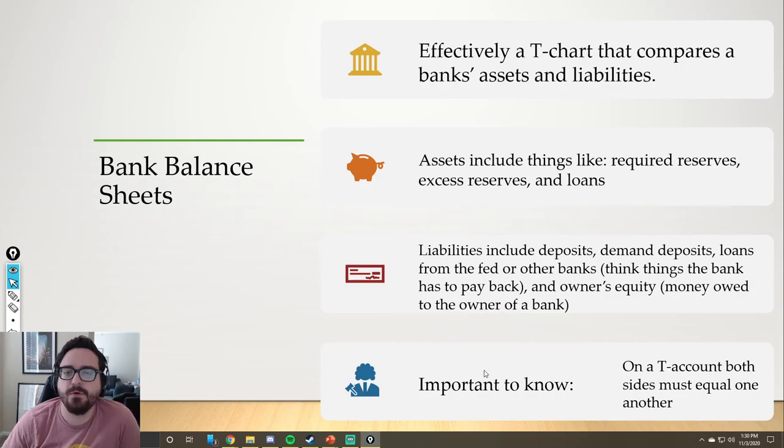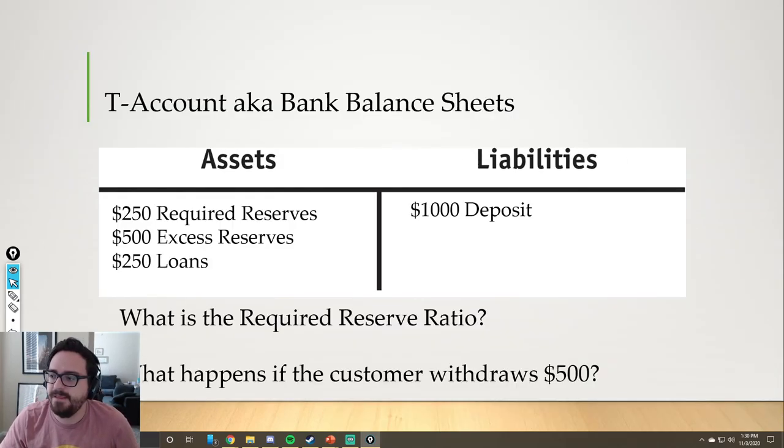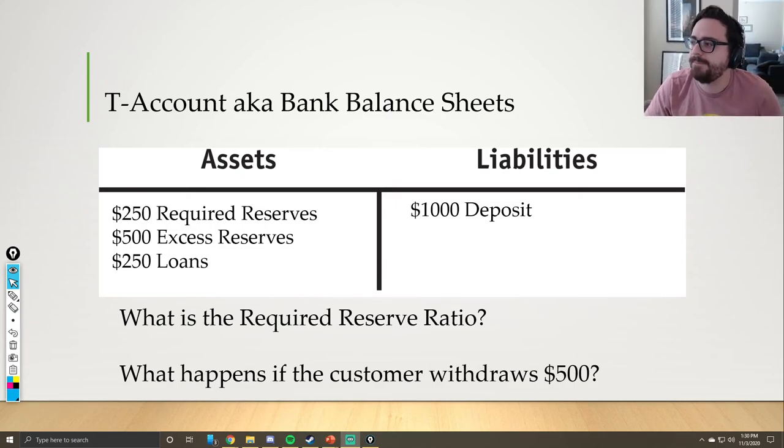The most important thing to know about a T account or a bank balance sheet is that both sides have to equal one another. This is a classic finance thing where assets equal liabilities. So whatever you see on the left column has to equal whatever you see on the right column, which will frame questions on the AP exam on how they ask for this, because the bank balance sheet is actually an FRQ that you could see on your AP exam. Let me move myself over into this corner.